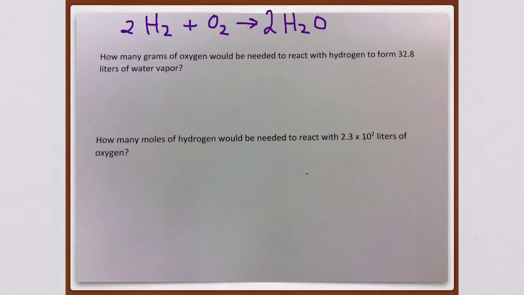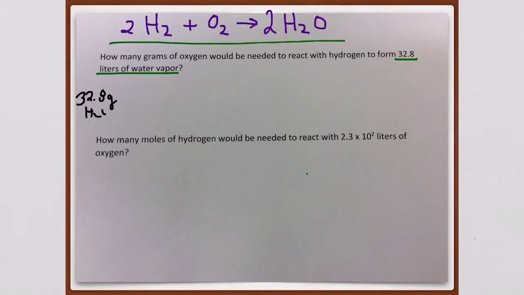So on this first one, I'm still dealing with this recipe. This is my balanced chemical equation from the hydrogen and oxygen forming water. Well, in this one, we have 32.8 liters of water vapor. That's the number that's given to us. So I'm going to go ahead and write that, and that is grams of water. And then what are we trying to get to? How many grams of oxygen? Yeah, good. So we're going to put grams of oxygen over here.